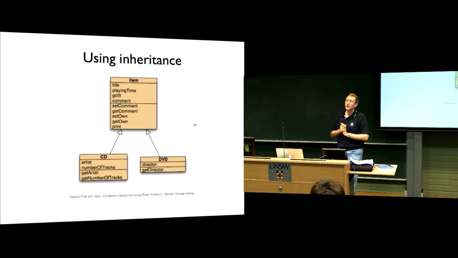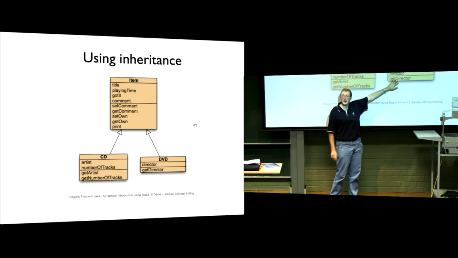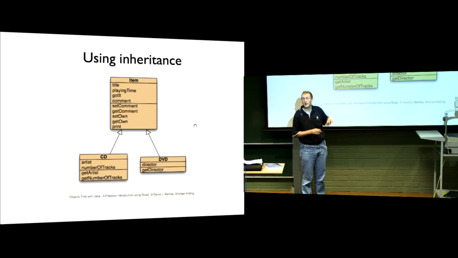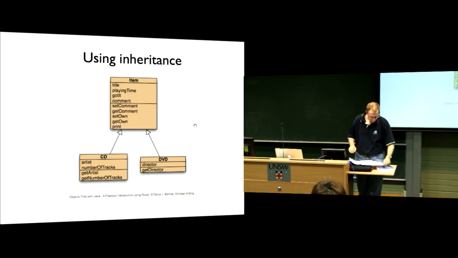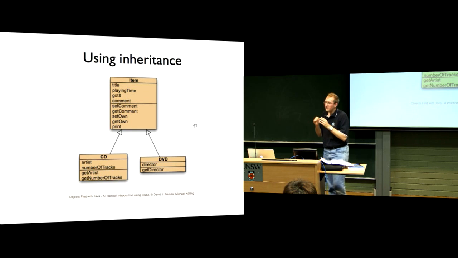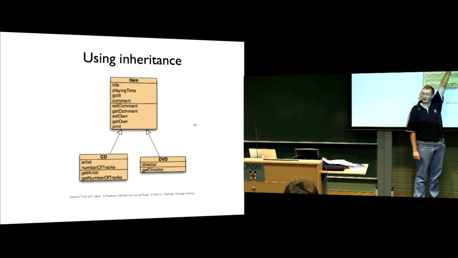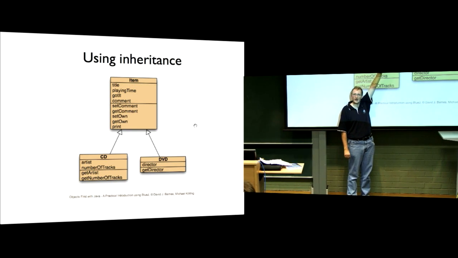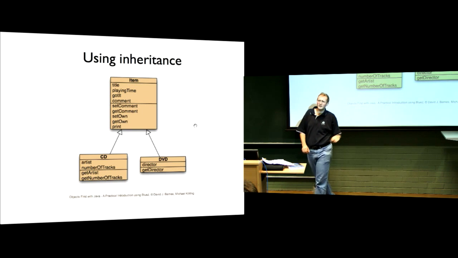And then you implement your CD and your DVD class, and these inherit from the item class. Now, what does it mean to inherit information? Well, it means that the CD and the DVD get all of the stuff that's in item. So it gets all of the fields, all of the methods, plus any that we decide to define in CD. Does that make sense so far?